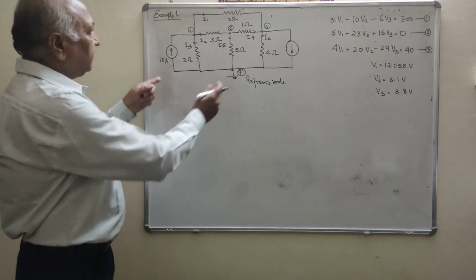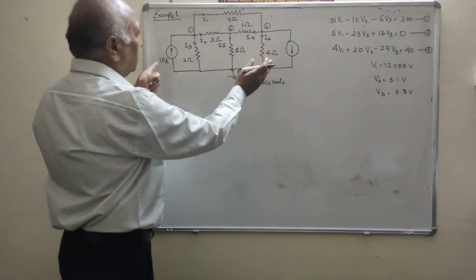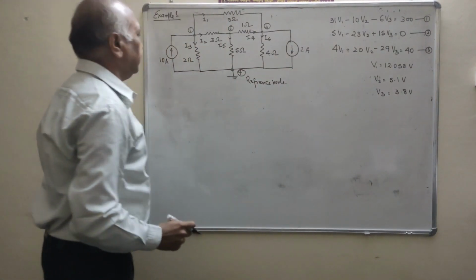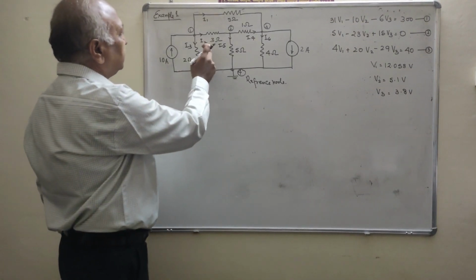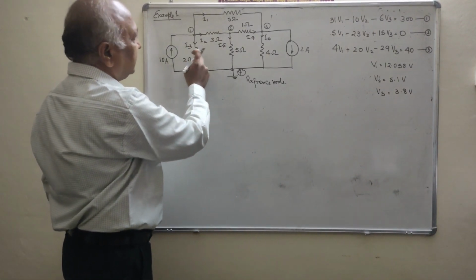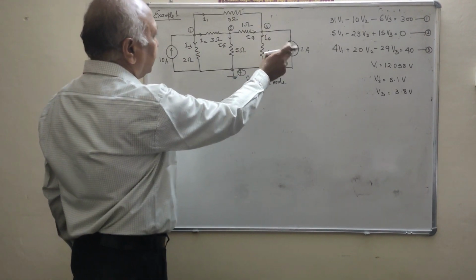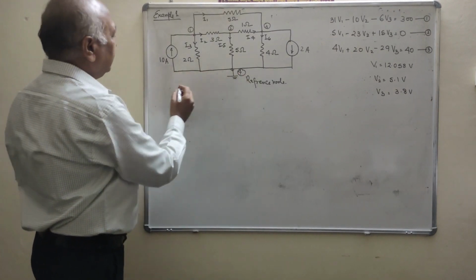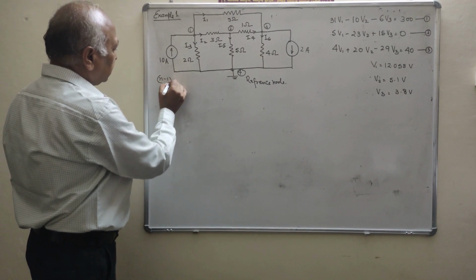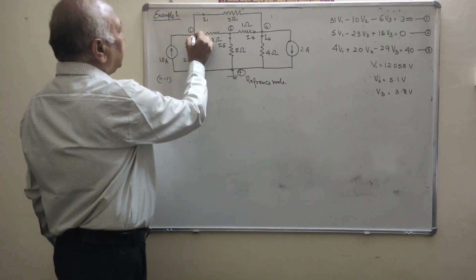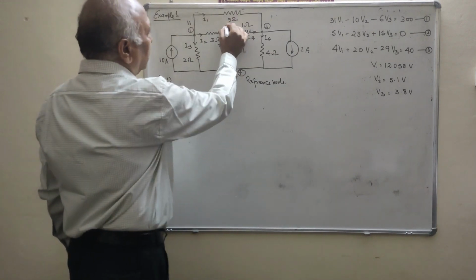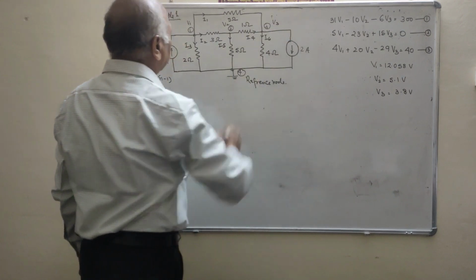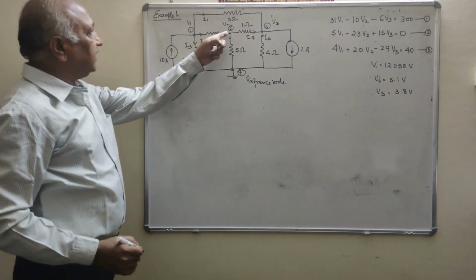Clear? Now you will see in this there are two current sources. This is 10 ampere and this is 2 ampere. You will see in this branch I1, I2, I3, I4, I5, I6 and so on. Now the number of nodes is 4, so we will make n minus 1 equations. Say the voltage of this node is V1, voltage at this node is V2, and the voltage at this is V3. Now we will write the equations.